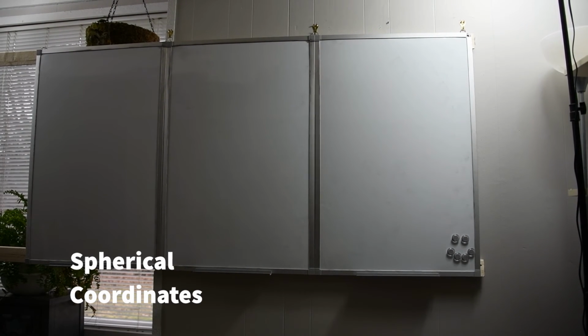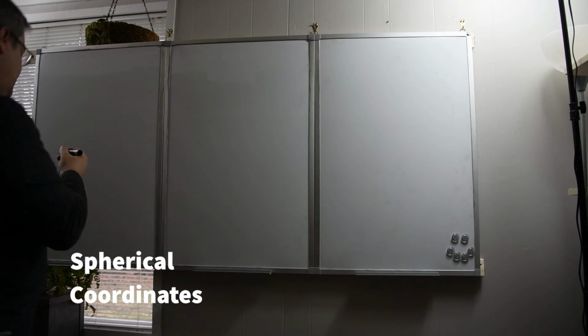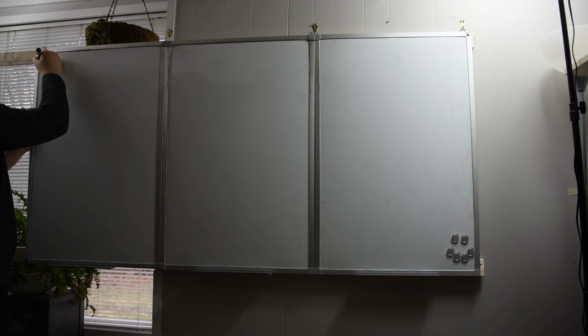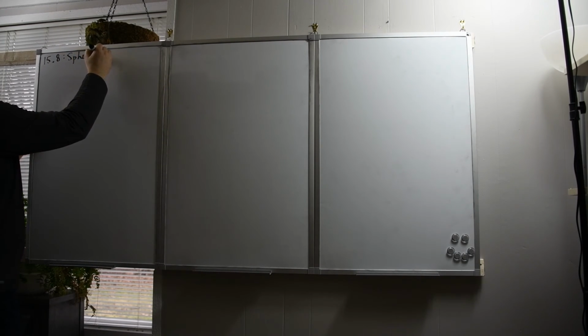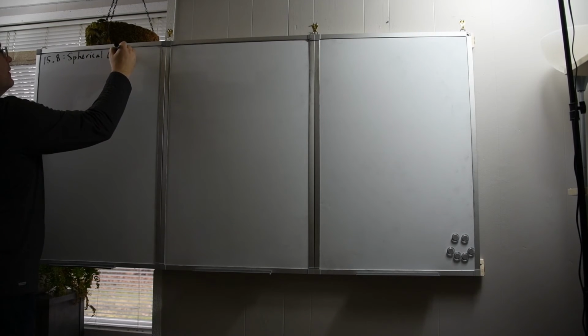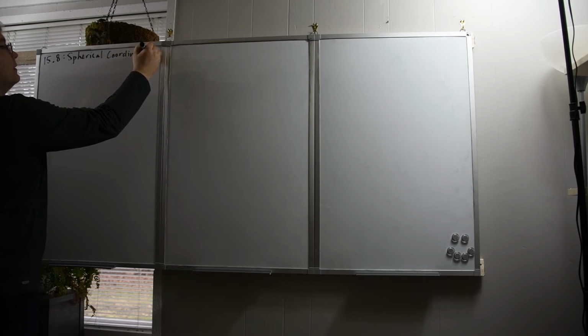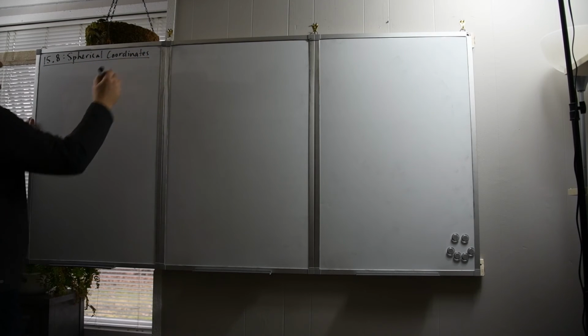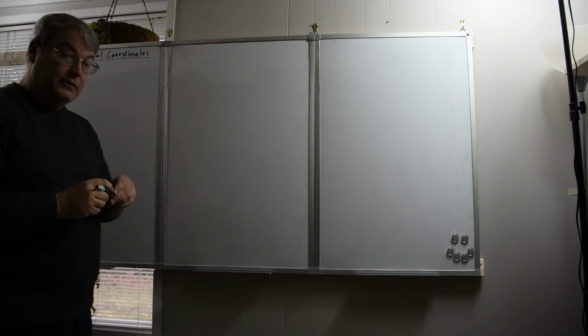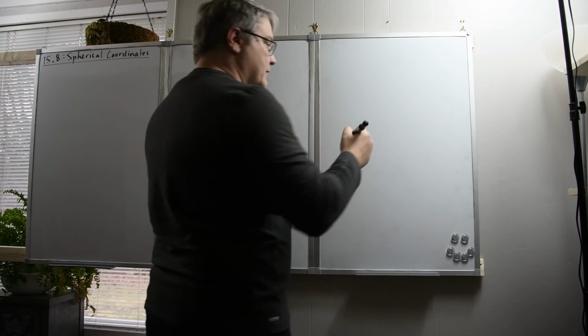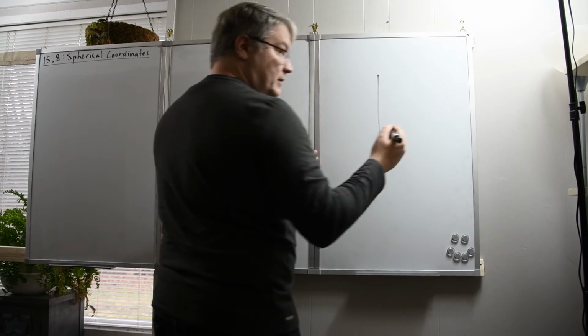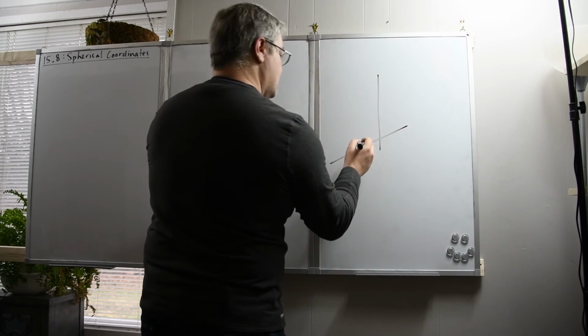So this time we're going to be taking a look at section 15.8, which deals with spherical coordinates. Now in the previous section we took a look at cylindrical coordinates. Here we're going to have a different way to represent our points in three-dimensional space.